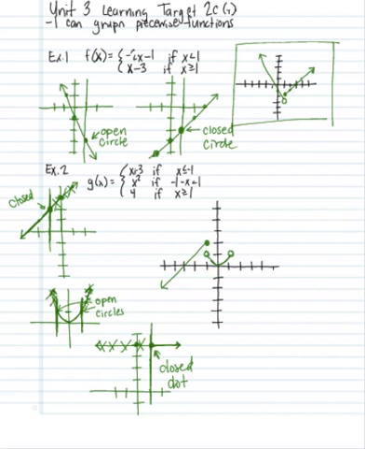So if I drew that line on my main graph, we want a closed dot at 1, 4. And we want that line everything to the right because we want it greater than or equal to 1. So that is what the graph of g of x would look like.